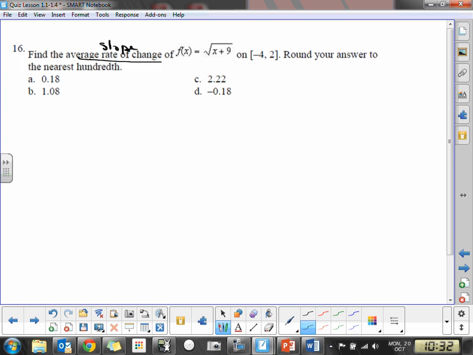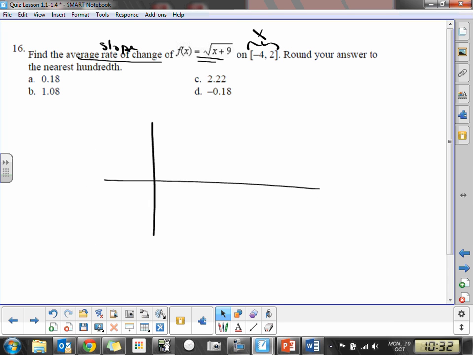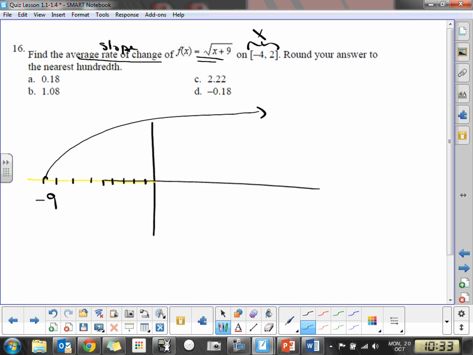So average rate of change is nothing more than a slope concept of this function on an interval where they're defining your x value. So the interval from negative 4 to 2, and I've got a graph of the square root of x plus 9. I want to redesign my graph a little bit here and extend it out this way. I'm first going to sketch what this looks like. You have to go 9 units to the left: 1, 2, 3, 4, 5, 6, 7, 8, 9. Negative 9, and that's our parent function, the square root. It's going to look something like this, just a general idea.